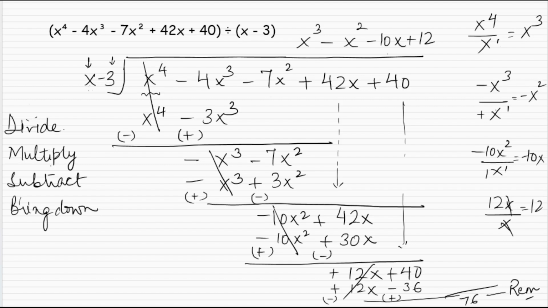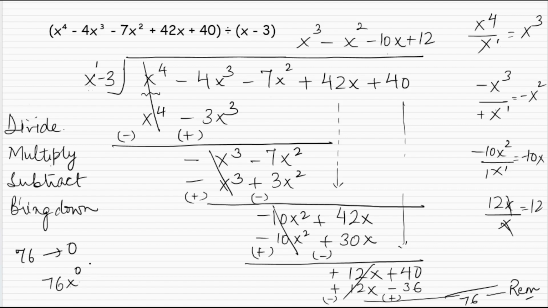I cannot continue my division after this because the degree of this remainder is less than the degree of the divisor. What is the degree of the divisor? Degree is the highest exponent. The degree is 1. What is the degree of this 76 constant? The degree of any constant is always 0, because 76 can be written as 76 x to the exponent 0. Why x to the exponent 0? Because x to the exponent 0 is 1. So 76 times 1 is 76.